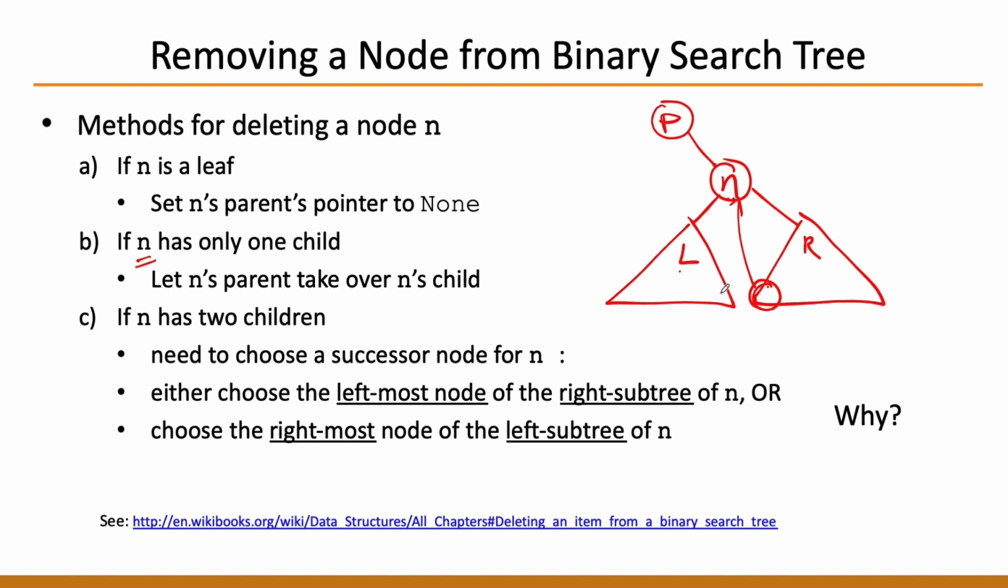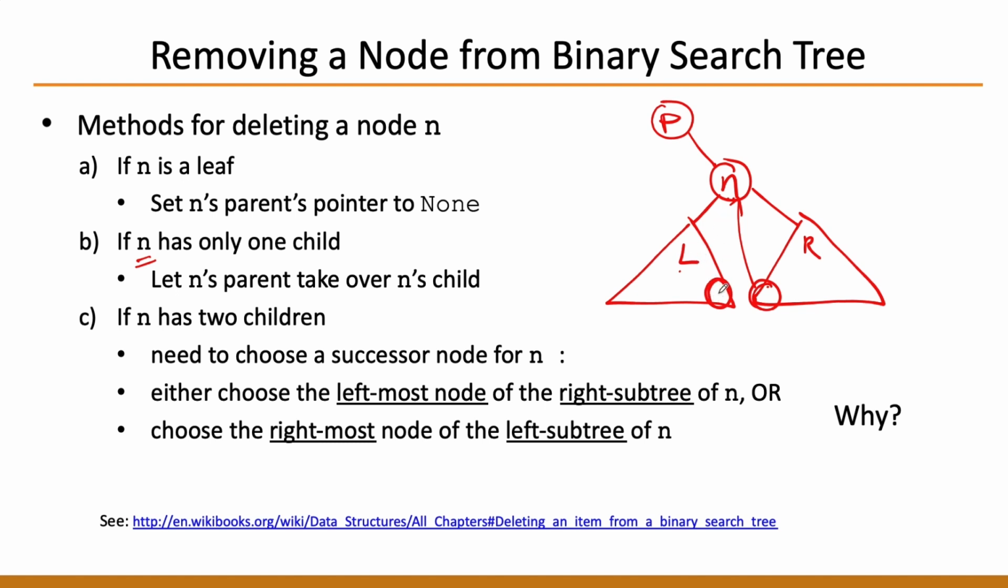Okay, and this is also the reason why, if you plan to pick the node from the left hand side to replace n's place, you should choose the rightmost value. Because this rightmost value will be greater than everything in the left hand side. It's actually the largest value in the left tree, right?